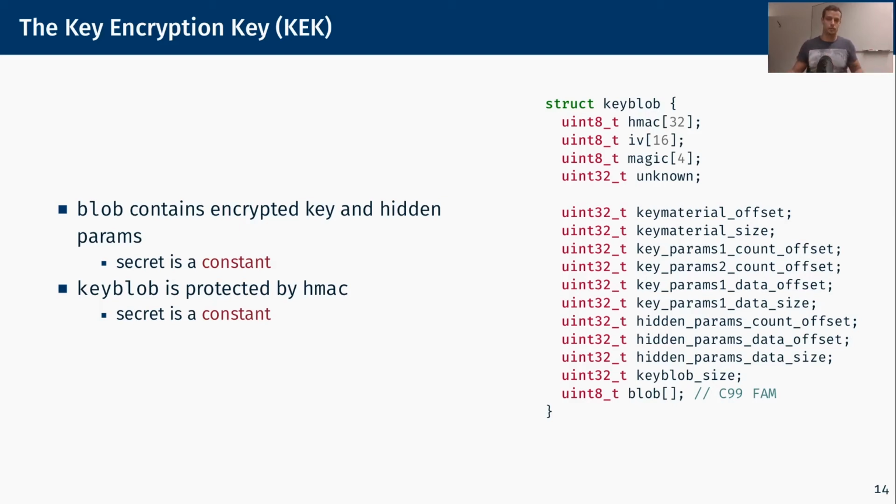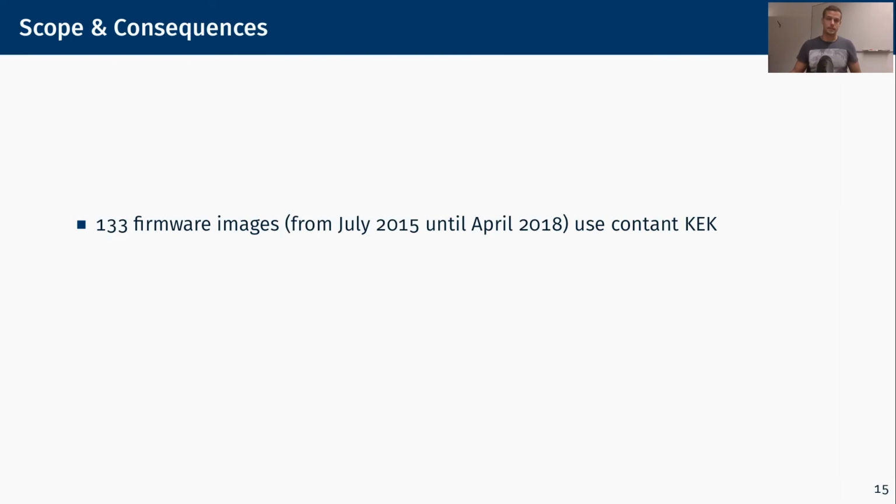And this has been the case for not only one device, but for many devices. So again, we looked at 133 firmware images that were distributed from 2015 to 2018, and all of them were using this constant key encryption key scheme. So what's the consequence? Now, these encrypted key blobs outside of the trusted execution environment can simply be decrypted. So we're able to export protected key material. And furthermore, we can spoof key blobs ourselves. So we can basically generate authentic key blobs.